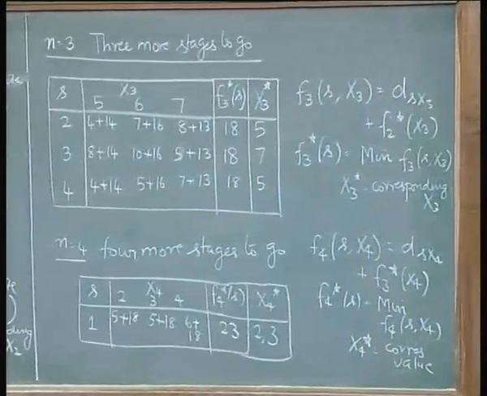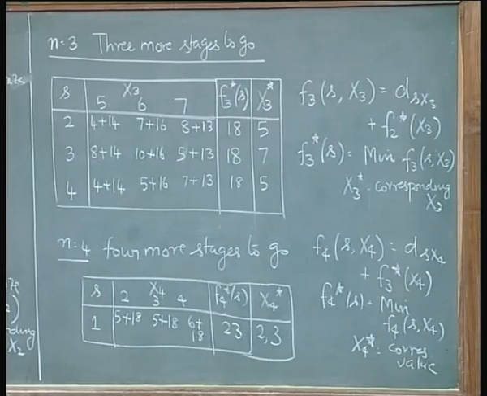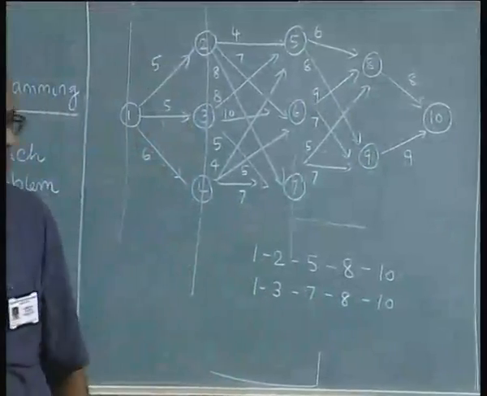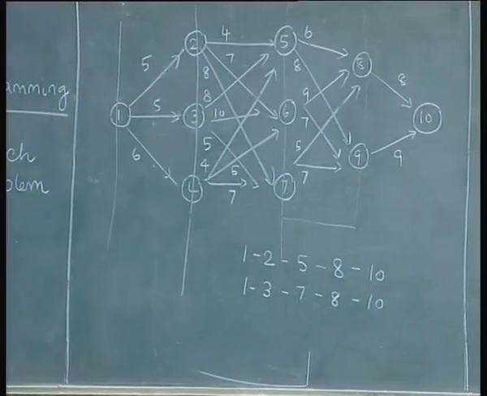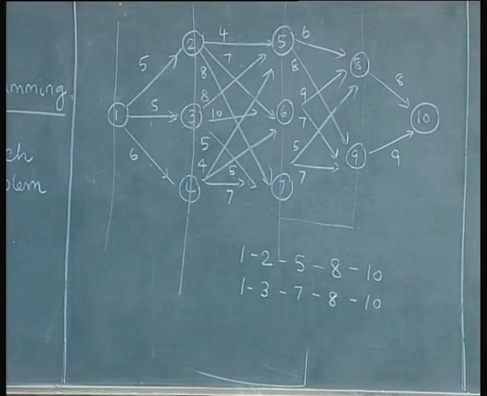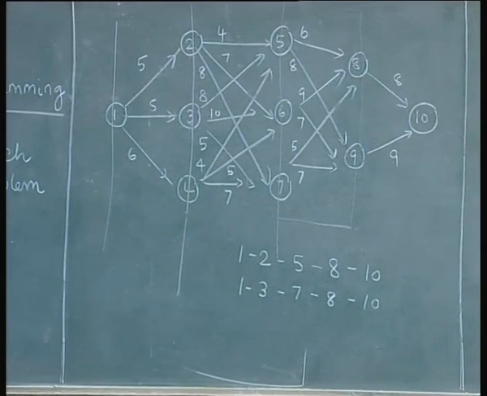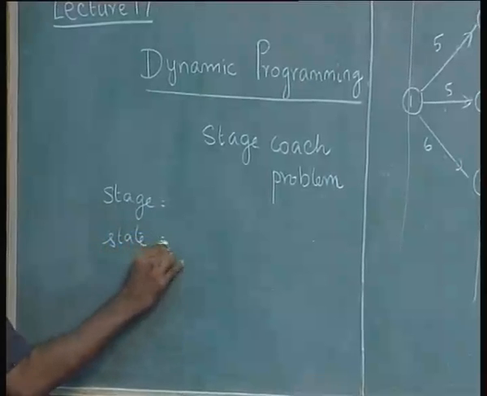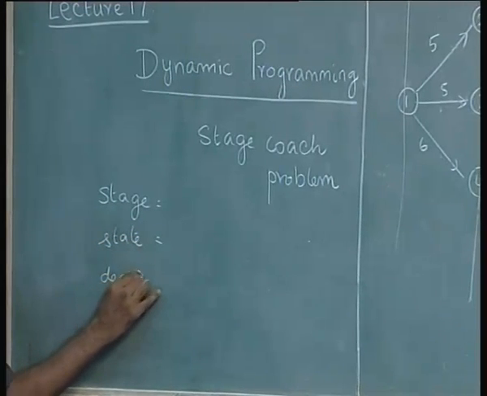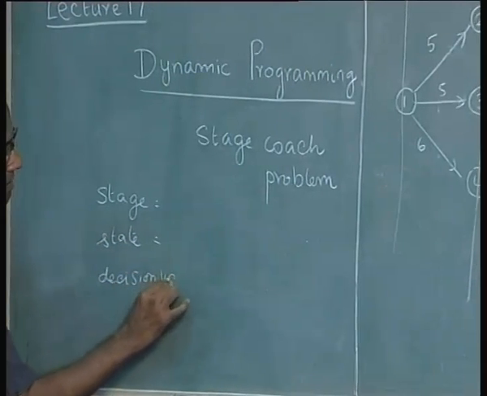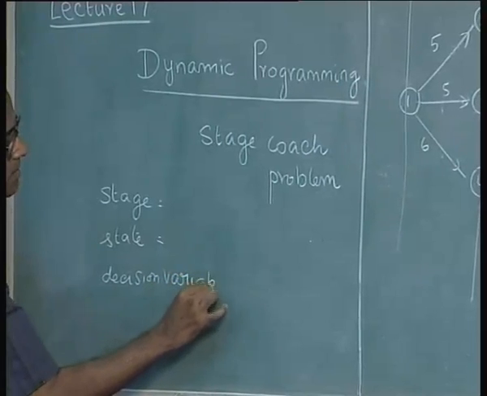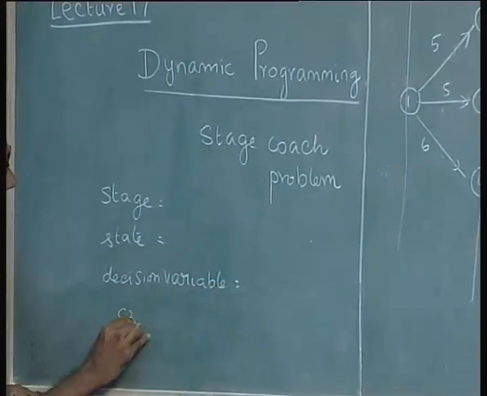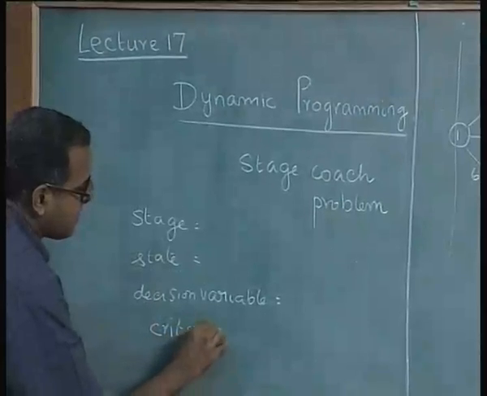We also need to introduce some terminology which is consistent with all DP problems, which we will do now. We have to define 4 terms which are called stage, state, decision variable, and criterion of effectiveness.